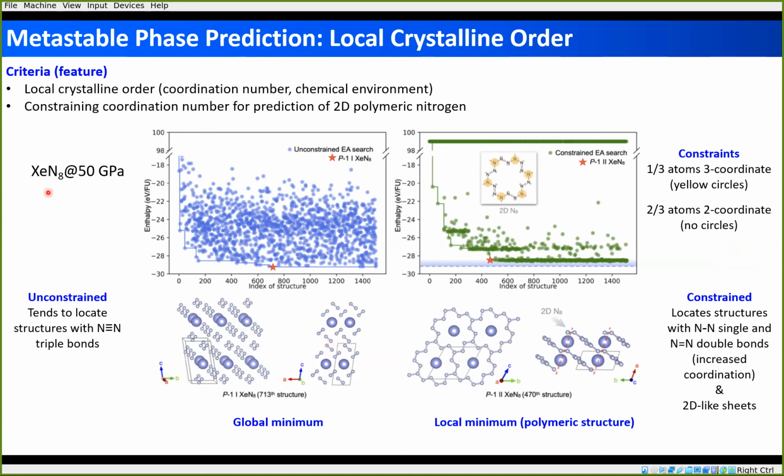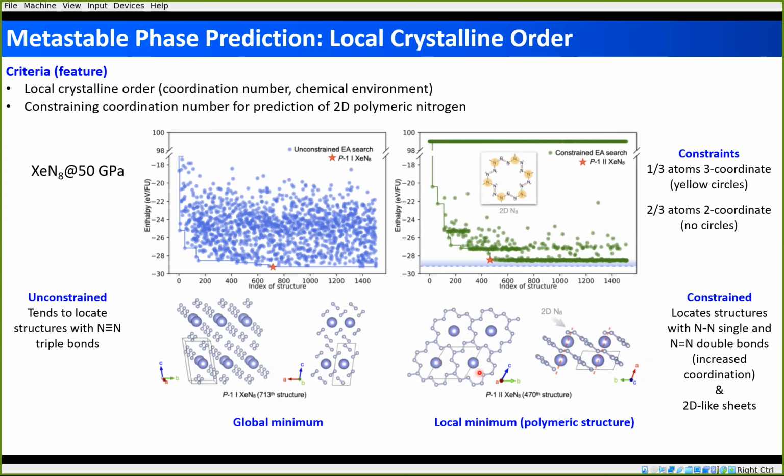And if you do a normal XTLOPT search on, say, XeN8 at 50 GPa, you end up finding that this is the most stable structure, where you have a number of N2 molecules that are surrounding xenon. So this is the unconstrained search. This is the structure that'll come out of it. Now, there have been previous studies that have shown that this type of a system is metastable.